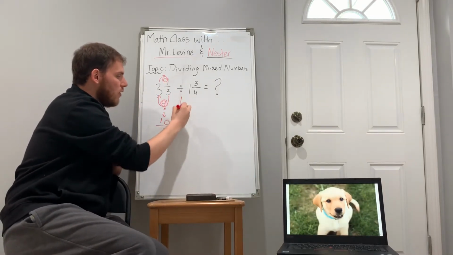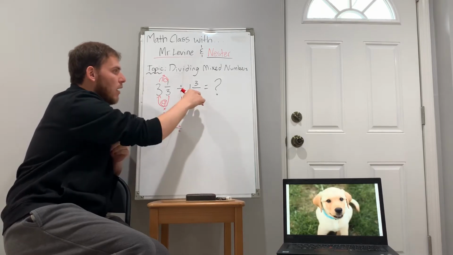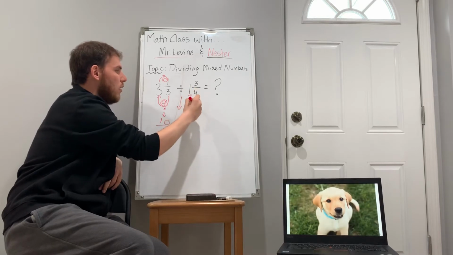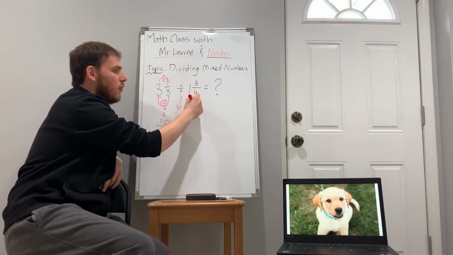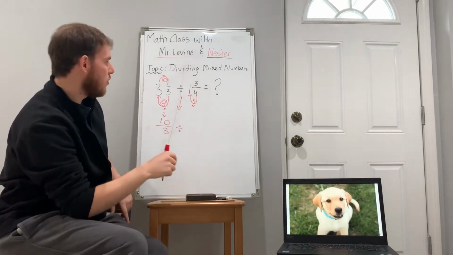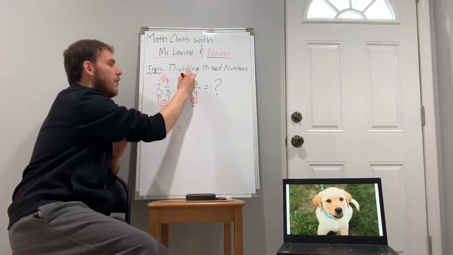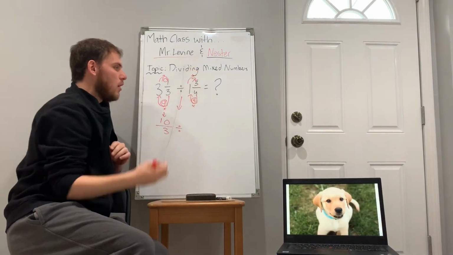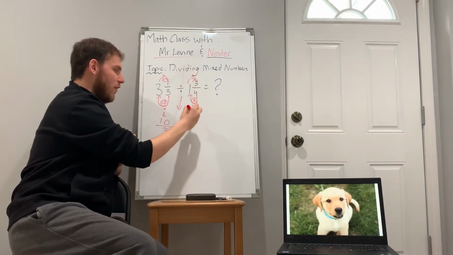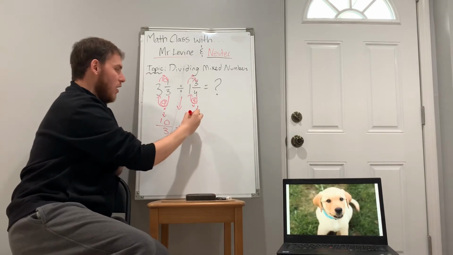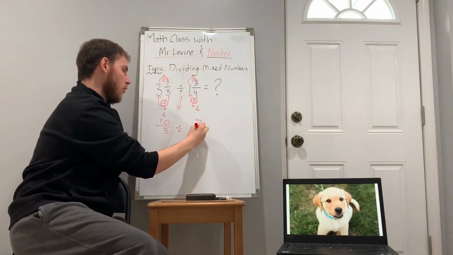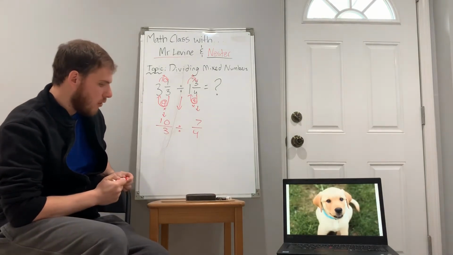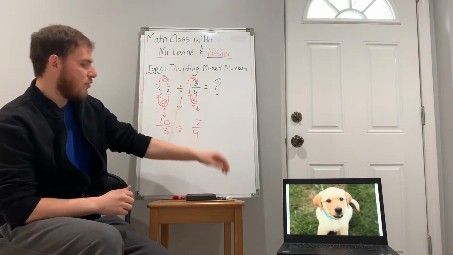We bring down our division sign. And now 1 3/4, we're going to do the same thing. So we multiply 4 times 1, and we get 4, right, Nestor? Good, agreed. And then we do 4 plus 3, and we get 7. So we change 1 3/4, change the way it looks, into 7/4. So now we have 10/3 divided by 7/4. A little easier now. We don't have as many numbers in our problem.